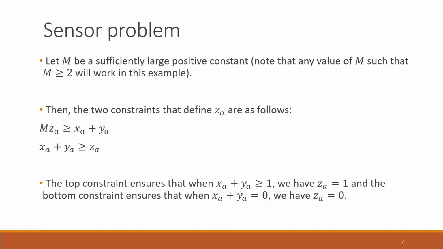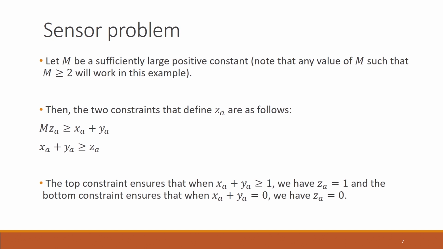Now, let us understand what these constraints mean. The top constraint ensures that when Xa plus Ya is greater than or equal to 1, we have Za equal to 1, and the bottom constraint ensures that when Xa plus Ya is equal to 0, we have Za equal to 0. So, we can see that both of these conditions are satisfied.